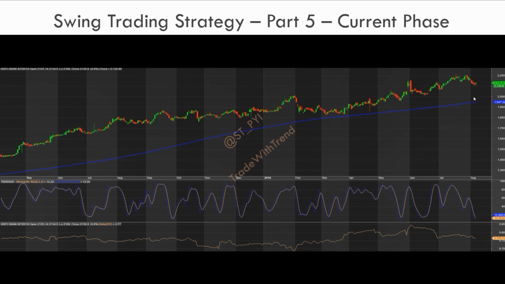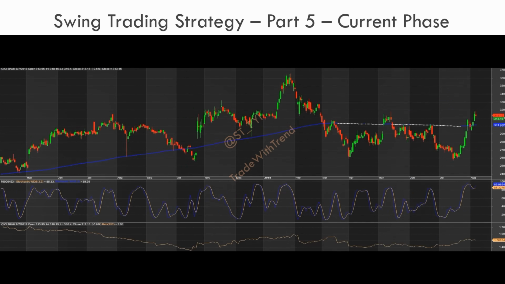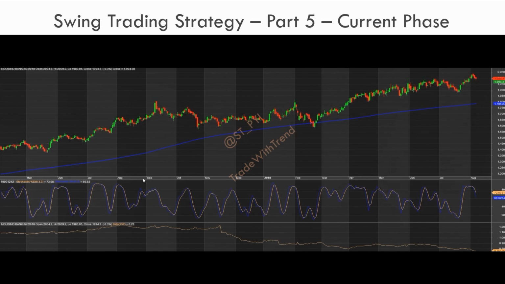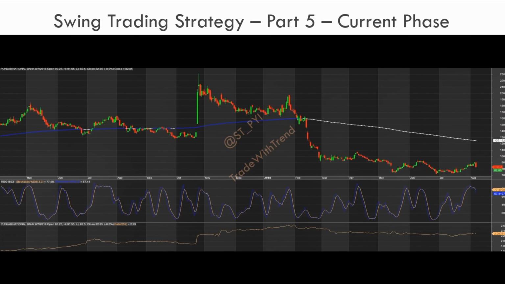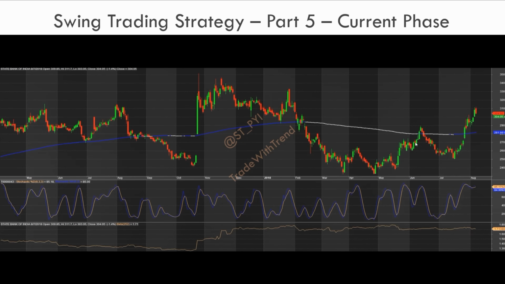HDFC Bank is pretty interesting. It has a nice structure. Stochastic is in buy mode, but the beta is 0.76. I'll pass it. ICICI Bank looks good, but Stochastic is not in the buy mode. Beta is decent enough. IndusInd Bank is getting into a good structure, but again beta value is low. PNB does not qualify. It's below the 200-day moving average. State Bank of India is above the 200-day moving average. Beta also qualifies, but no entry yet.